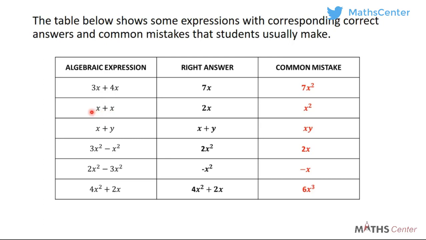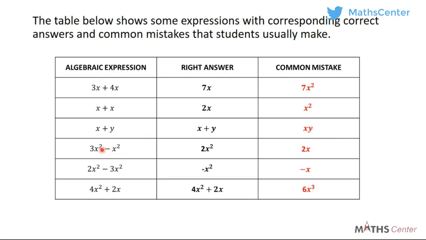So what you do is that you add the coefficients, then you pick one of the variables. So you have 2x. So x plus x is 2x, not x squared. That is a mistake. x plus y. We know that x and y are not like terms. So just as we learned, you cannot add terms that are not like. So x plus y is x plus y, not xy.